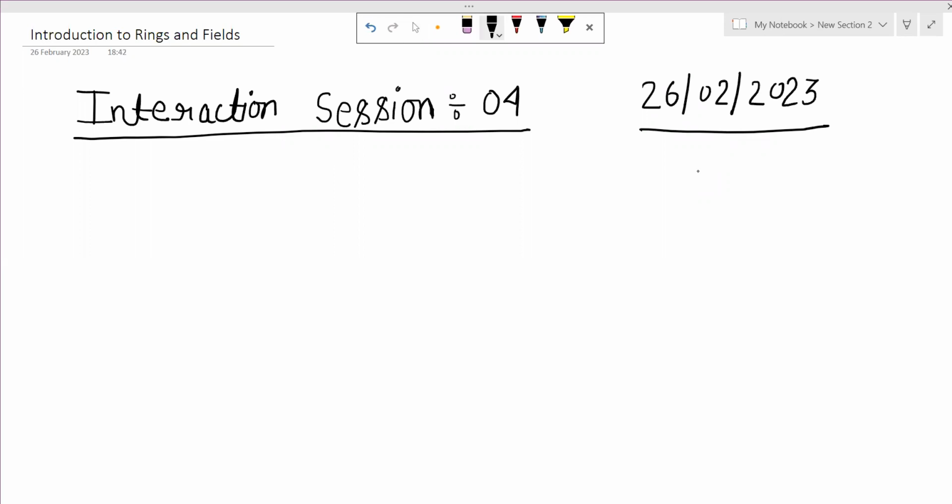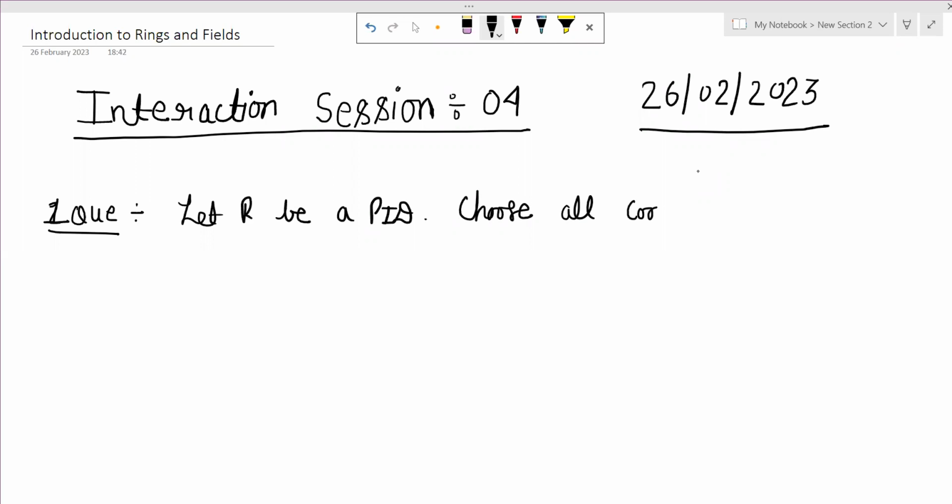Second. Let's write this as the first question. Let R be a principal ideal domain. So what is a principal ideal domain? Someone can reply. What is a principal ideal domain? Aniket: Every ideal is a principal ideal. Yeah, correct.